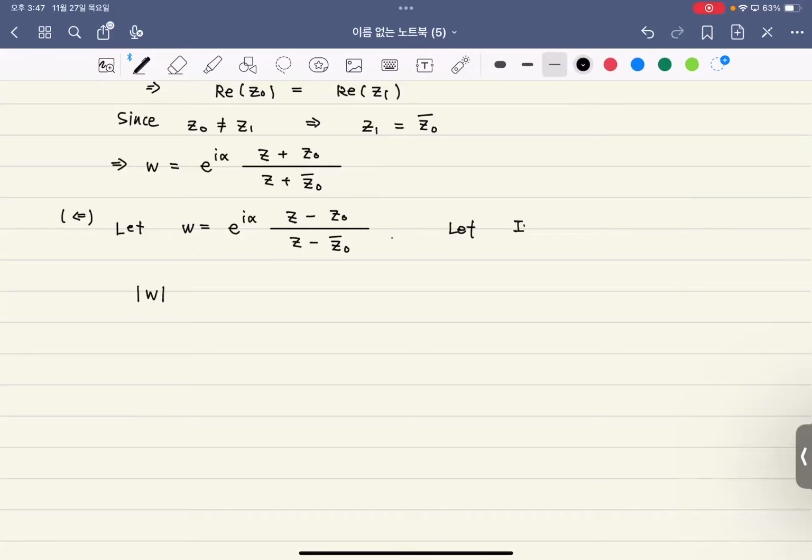We suppose that the imaginary part of the complex number z is greater than or equal to 0. Now we are going to consider the modulus of this number. If you take the modulus of this fraction, then this is simply the modulus of z minus z0 over z minus z0 bar.